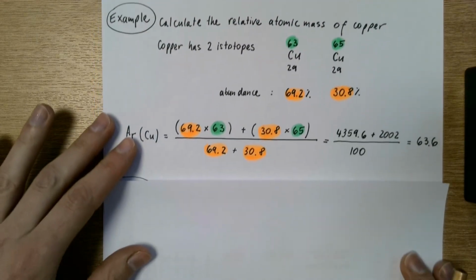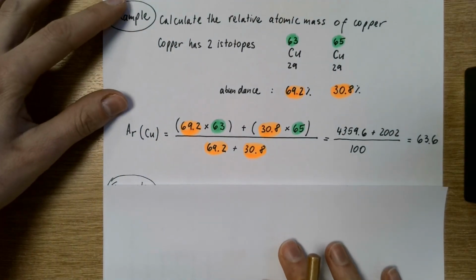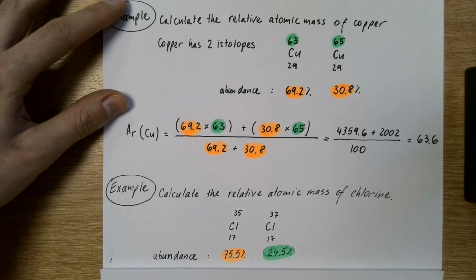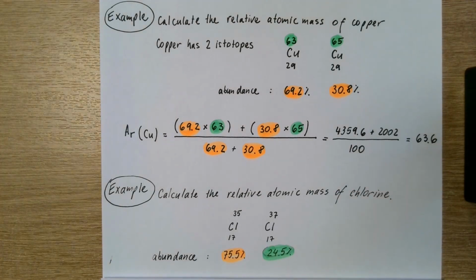Okay, now it's time for you to take a chance and try to calculate the relative atomic mass of chlorine. We have 2 isotopes of chlorine, chlorine 35 and chlorine 37, with abundances of 75.5 for the first one and 24.5 for the second one. Pause the video now and calculate the relative atomic mass using the equation that we introduced before.